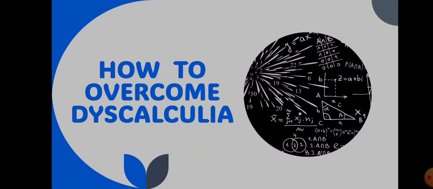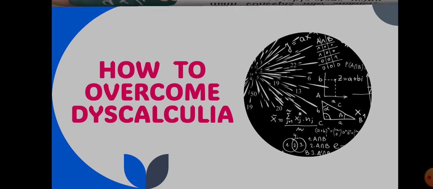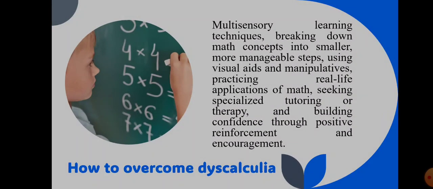Next we see how to overcome dyscalculia. First is multi-sensory learning techniques. We use these as a classroom strategy. Next is breaking down math concepts into smaller, more manageable steps, using visual aids and manipulatives, practicing real life application of math, seeking specialized tutoring or therapy, and building confidence through positive reinforcement and encouragement. So these are the methods to overcome dyscalculia.